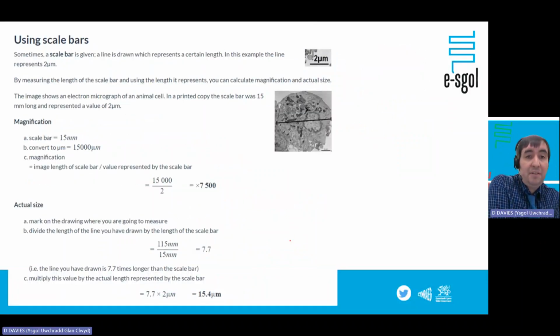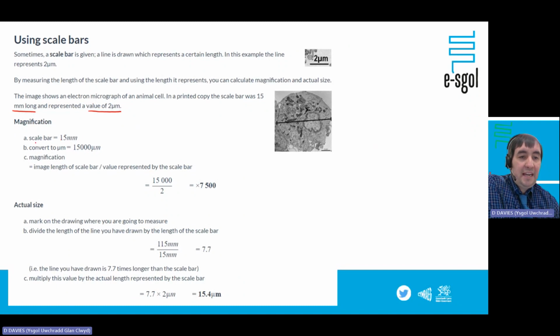Sometimes a scale bar is given, a line is drawn, so this will be on an exam question. By measuring the length of the scale bar, and what it represents, you can calculate the magnification and the actual size. Students sometimes have fun with this because they just whack it into an I A M formula without actually clocking what it means. The image of an electron micrograph of an animal cell, its printed copy scale bar was 15 millimeters long and represented a value of 2 microns.